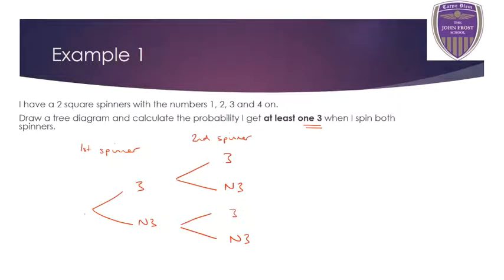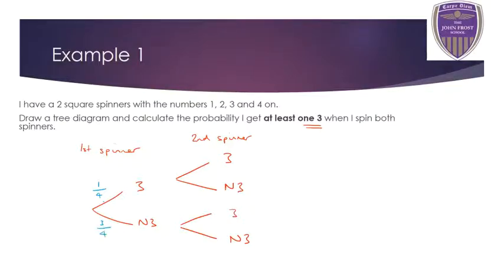Now let's fill the probabilities out on each branch. So on the first spinner, it says there's the numbers 1, 2, 3, and 4. Well, the probability of getting a 3 then, there's only 1 three, isn't it? Out of 4, so there should be a 1 in 4 chance of getting that. The probability of not getting a 3 then, well, that's either by counting the 1, the 2, and the 4, which makes 3, doesn't it?